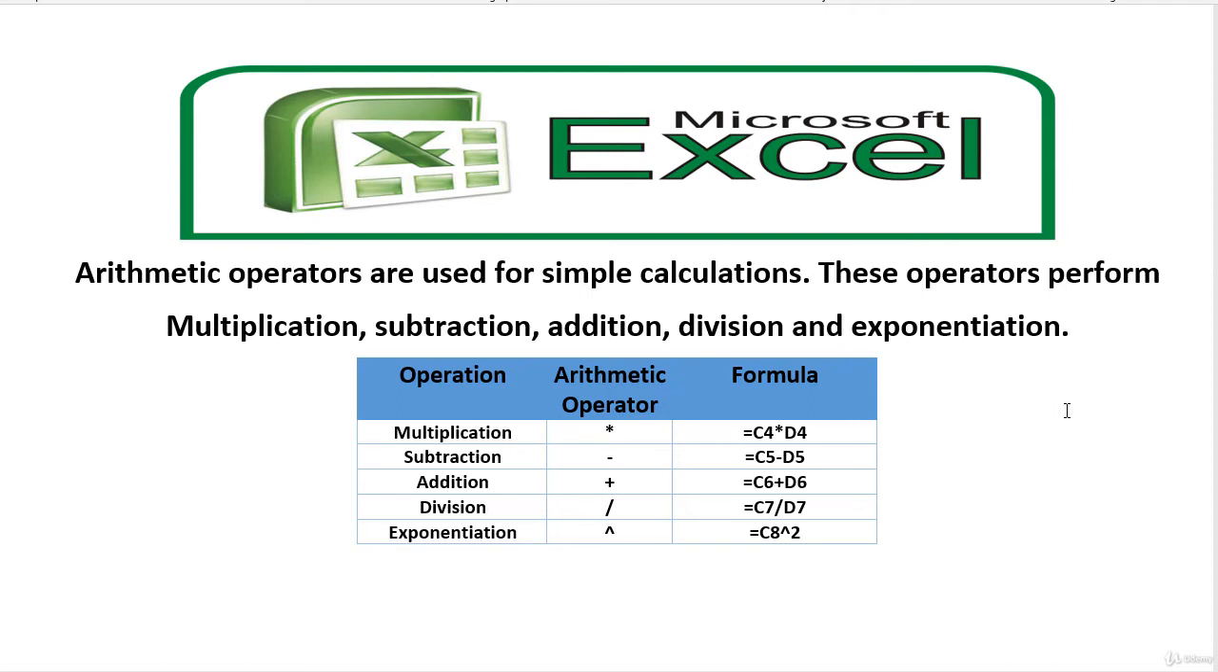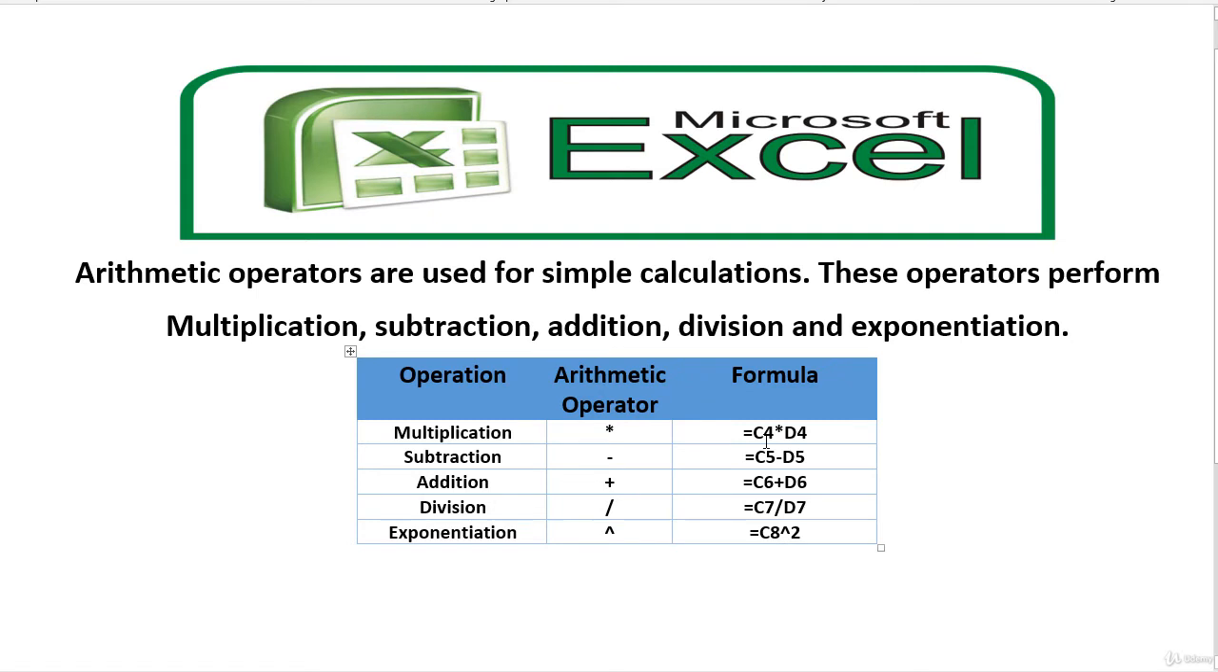So let's first talk about arithmetic operators. Basically, arithmetic operators are used for simple calculations. These operators perform multiplication, subtraction, addition, division, and exponentiation. The table shows how these operators perform in Excel.